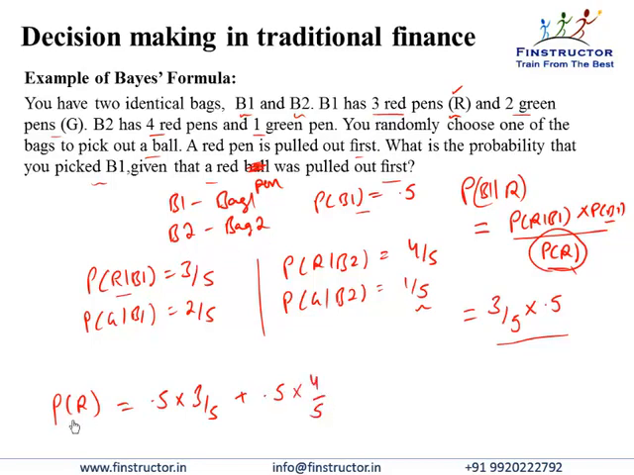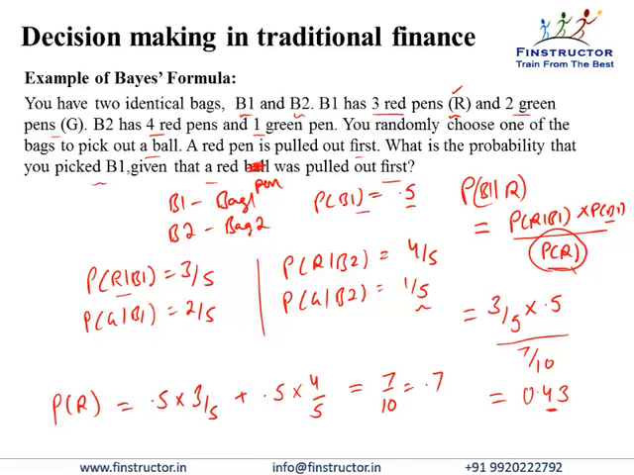So what is the unconditional probability, without any conditions, of getting a red pen? Either it can come from bag 1 or from bag 2. The probability of bag 1 is 50%, the probability of bag 2 is 50%. So the unconditional probability of a red pen would be 7 by 10 or 0.7. Hence, the probability that we are in bag 1, given that we have just drawn a red pen, will be 3 by 5 into 0.5 divided by 7 by 10. That will come out to be approximately 0.43. So the updated probability is slightly lesser than 50%.